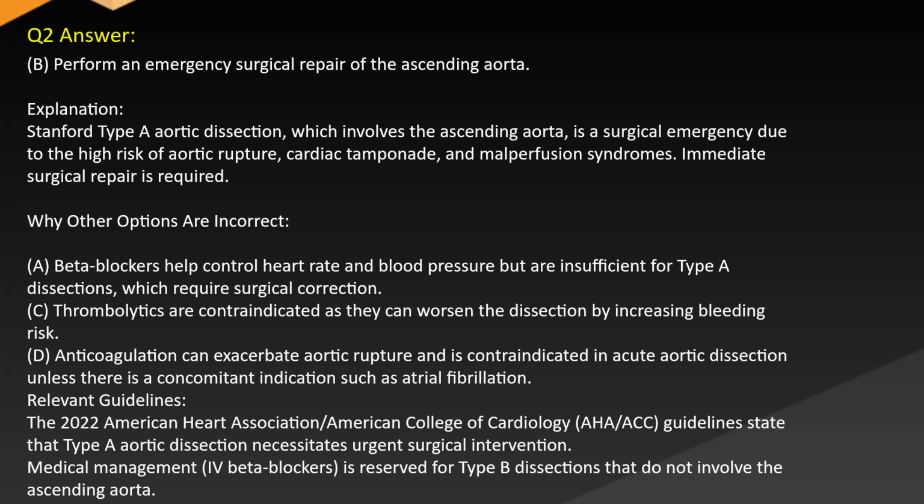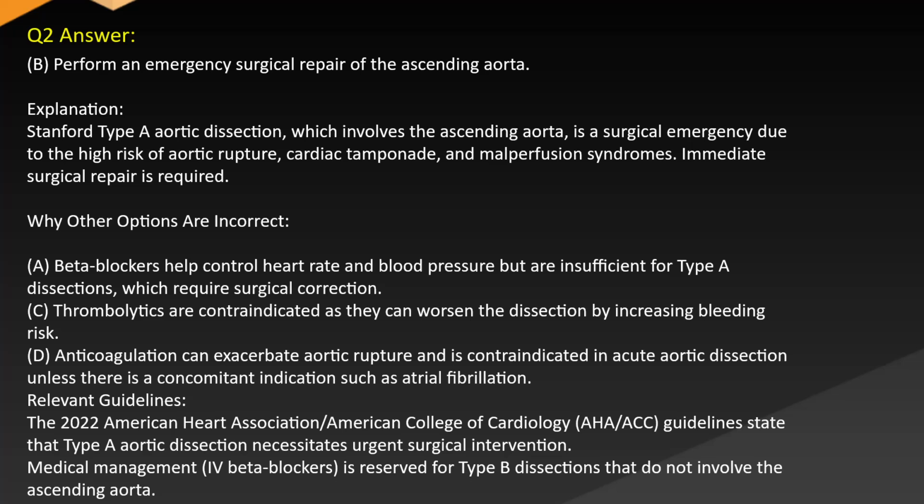A. Beta blockers help control heart rate and blood pressure but are insufficient for type A dissections, which require surgical correction. C. Thrombolytics are contraindicated as they can worsen the dissection by increasing bleeding risk. D. Anticoagulation can exacerbate aortic rupture and is contraindicated in acute aortic dissection unless there is a concomitant indication such as atrial fibrillation.